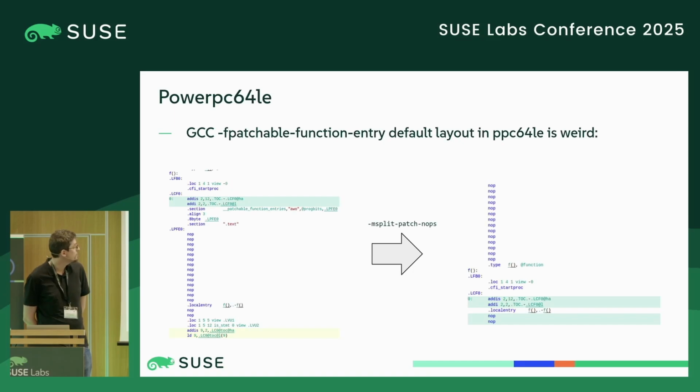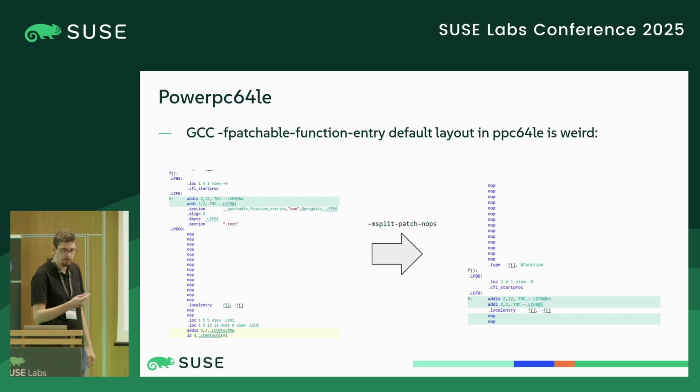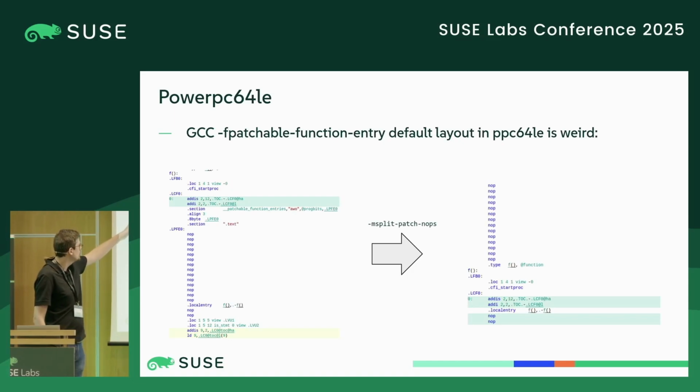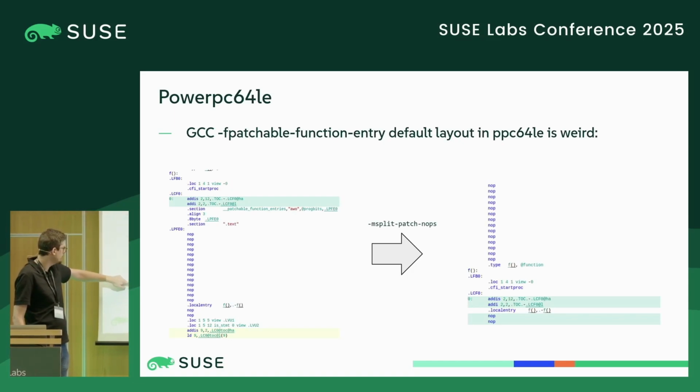Beginning with the project, we noticed that GCC was outputting some weird stuff. On the left side here, this is what happens if we compile a very simple program that returns some global variable, with the fpatchable functions entry. Here we can see the global entry point. And now here is the local entry point.